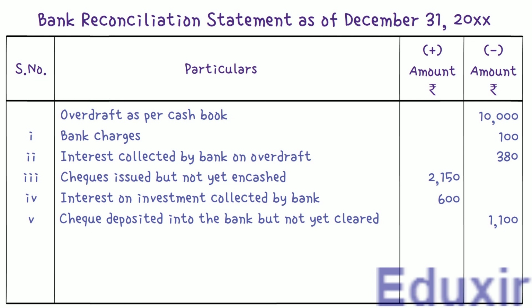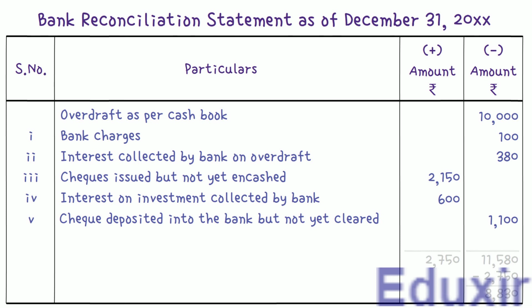In fact, we have completed the recording of all the details into the bank reconciliation statement. The next step is to find the balance as per the passbook. Now the total of all the entries in the plus amount column is 2,750 rupees, and the total of all the entries in the minus amount column is 11,580 rupees. From 11,580 rupees, if you subtract 2,750 rupees, we get 8,830 rupees. This is the passbook balance, and let's now record this.